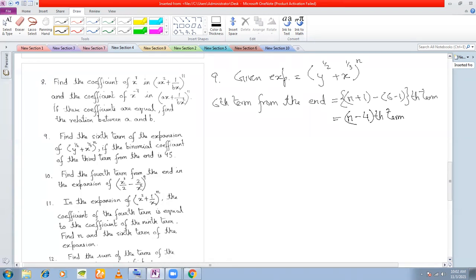Okay, find the sixth term of the expansion. Okay, third term from the end is 45. So we have to find out the third term from the end. This is the third term, not the sixth term. We have to find out the sixth term, but the coefficient of the third term from the end is given. So here we put third term from the end. That is why I'm trying to locate the third term from the end, which is equal to T n minus 1, because the coefficient of the third term from the end is given.